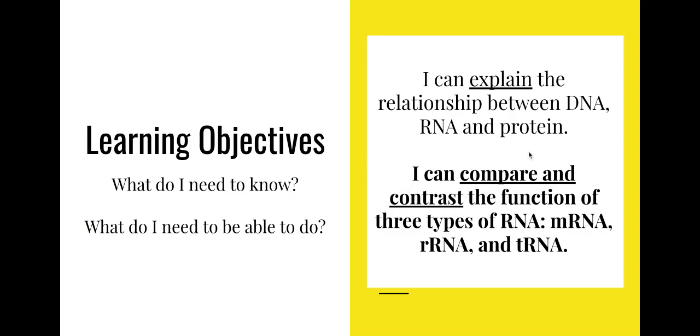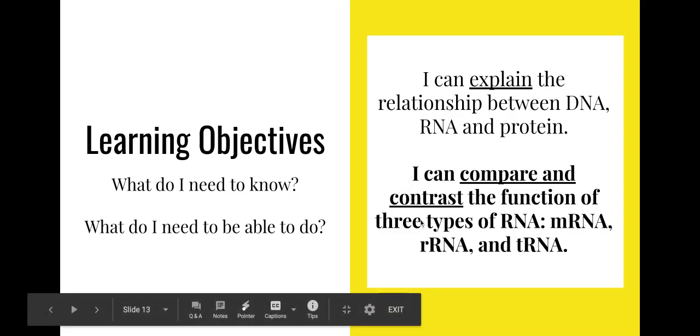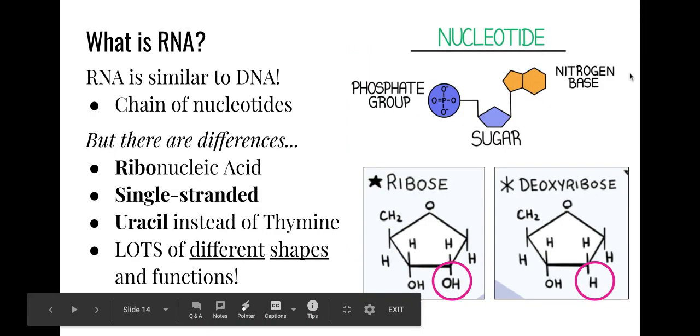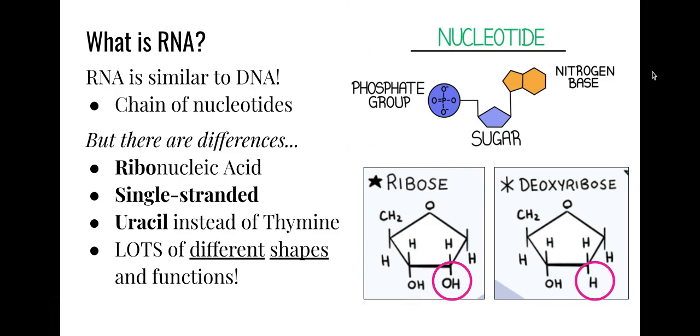Once again, this is about that second learning objective. You can compare and contrast these different types of RNA and what they do, basically speaking. So what is RNA? RNA is another type of nucleic acid. It's very similar to DNA. Remember, DNA stands for deoxyribonucleic acid. RNA stands for ribonucleic acid. So DNA would have deoxy in front of ribonucleic. But they are very, very similar.